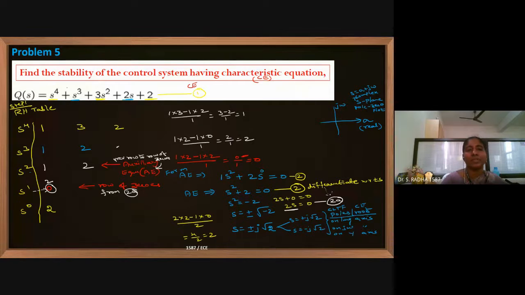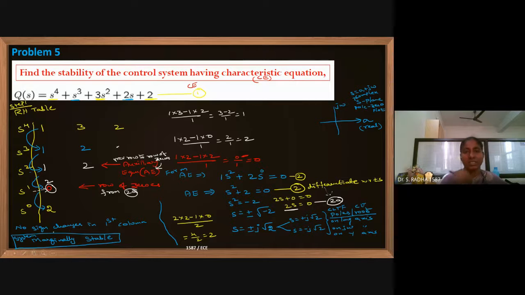Now I can check the first column in the RH table. It is positive, positive, positive, and 2 to 2, all positive. No sign changes in the first column. We have imaginary roots, roots on the y-axis. So the system is marginally stable. This is our final answer.